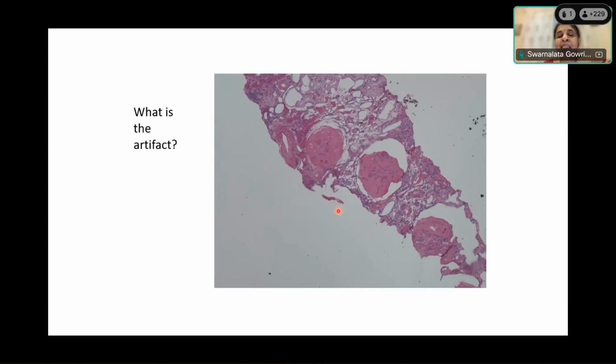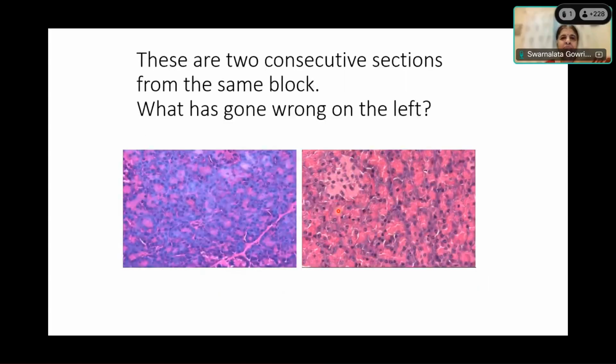So fixation is more than 10% neutral buffered formalin. It has to be at the right temperature, right time, everything. Very, very crucial. Here, very similar. Yes, it is also fixation. No, look at the clearing, question.